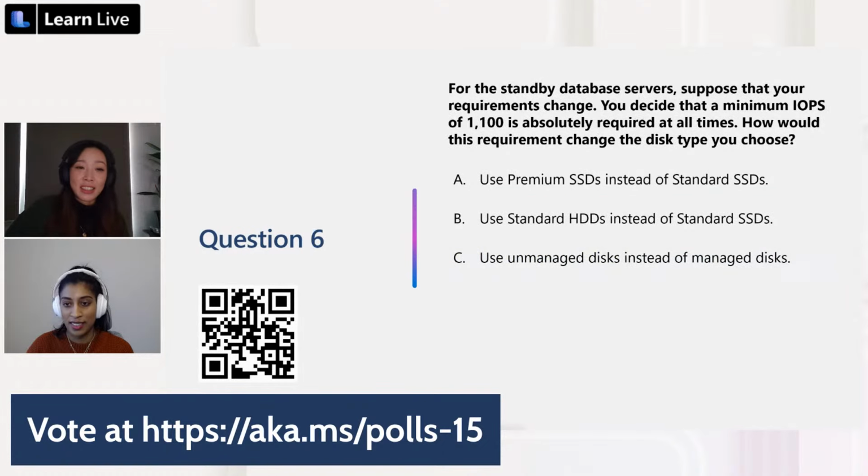All right, and then our last question. For the standby database servers, suppose that your requirements change. You decide that a minimum IOPS of 1,100 is absolutely required at all times. How would this requirement change the disk type that you choose? Would you A, use premium SSDs instead of standard SSDs? B, use standard HDDs instead of standard SSDs? Or C, use unmanaged disks instead of managed disks?